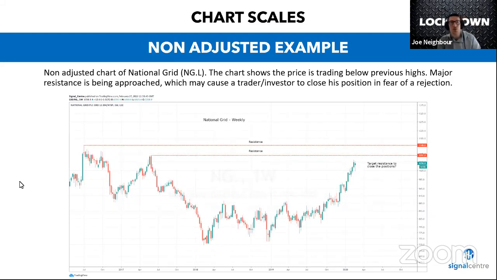This is a chart of National Grid. National Grid is a big utility stock listed on the FTSE 100. This is a non-adjusted chart, and it shows the price is trading below some previous highs. If you were looking to buy National Grid as a standalone opportunity, there is no chance you would probably buy it where it's trading at this point, because it's trading below some massive resistance levels, as you can see here at the 1097 level and at the 1148 level. This is a non-adjusted chart, so no dividends have been factored into the price here.